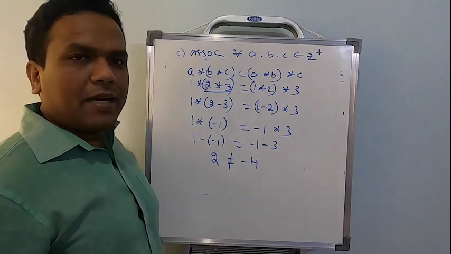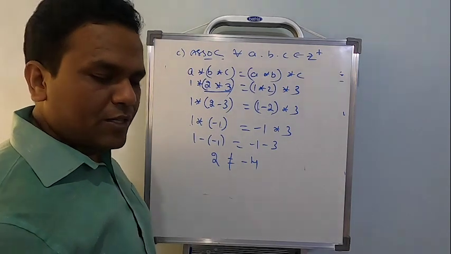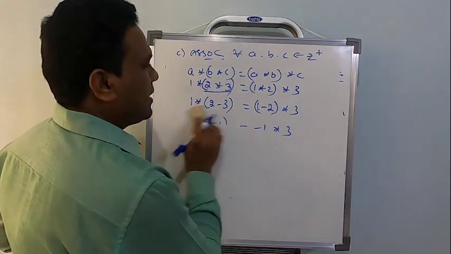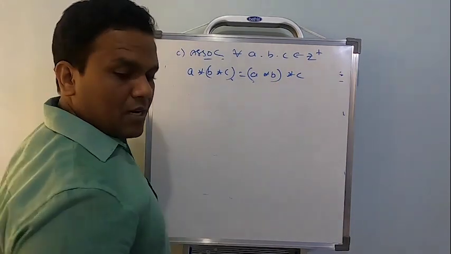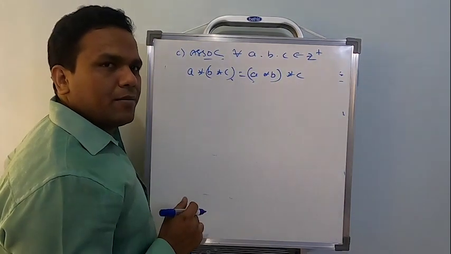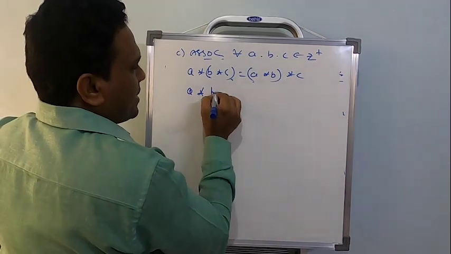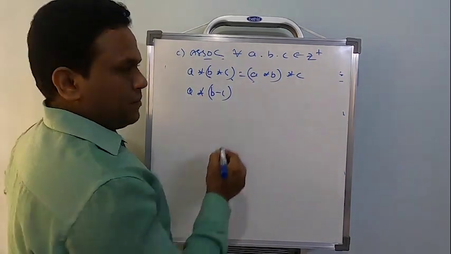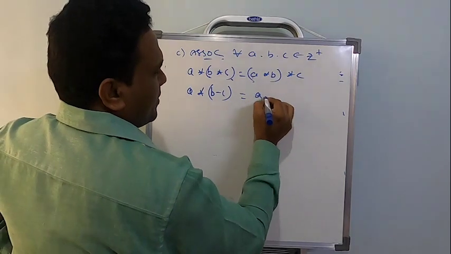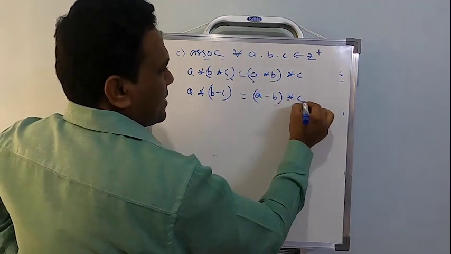These are simple ones, you can manage with the examples also, not an issue. But let me check in general. How to check in general? Don't give any elements here. A star (B star C). B star C will become B minus C, and A star B will become (A minus B) star C.